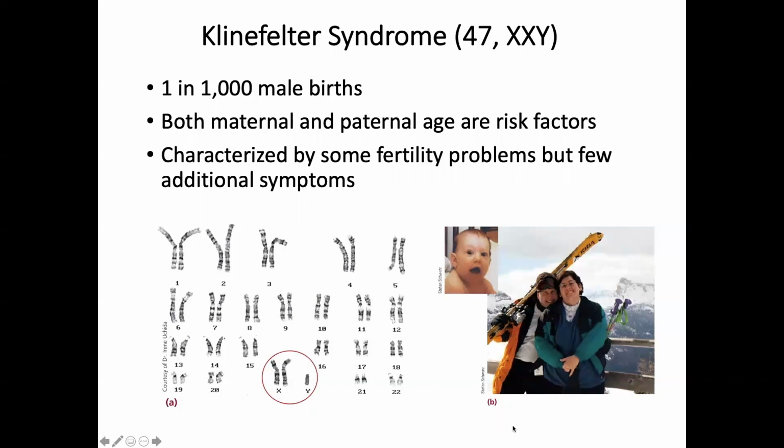This picture shows the characteristic karyotype of Klinefelter syndrome. You can see that here there are 2 X chromosomes and a Y chromosome. And on the right, this is a baby with this syndrome. And also, this is a picture of him when he is getting older. Actually, this is a young man who has Klinefelter syndrome. So, male birth.